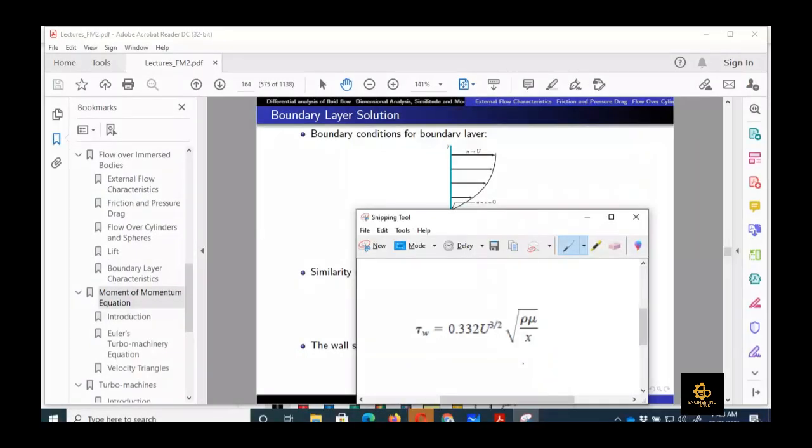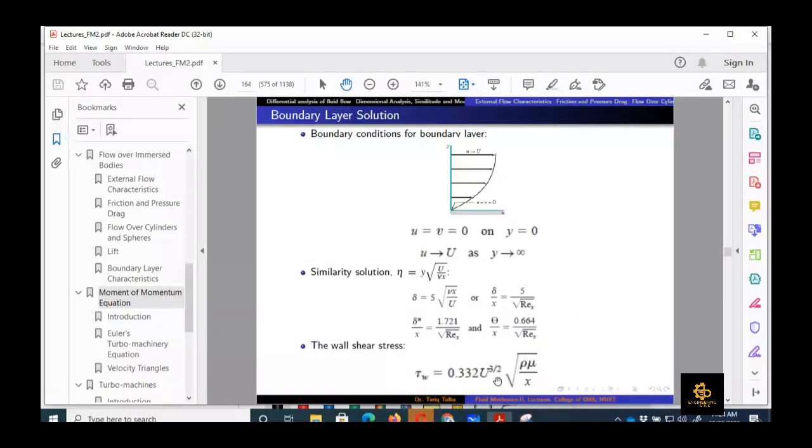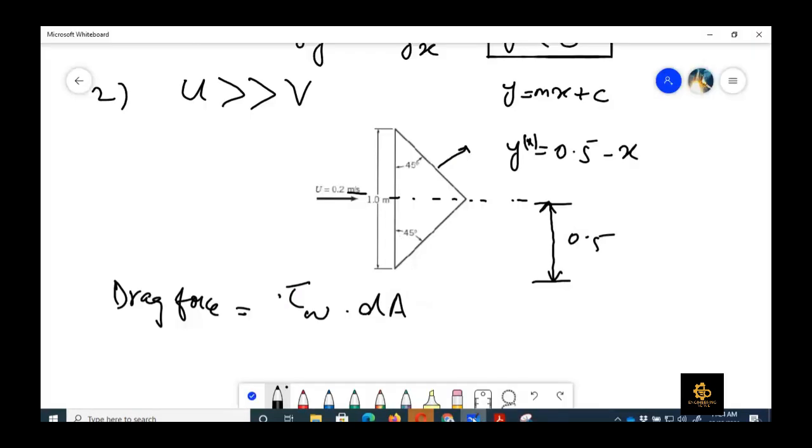And we are talking about laminar boundary layer, not turbulent boundary layer. That is because Blasius did the solution for two-dimensional laminar steady flow. So we are talking about that flow. So here we can say that this is the relation.